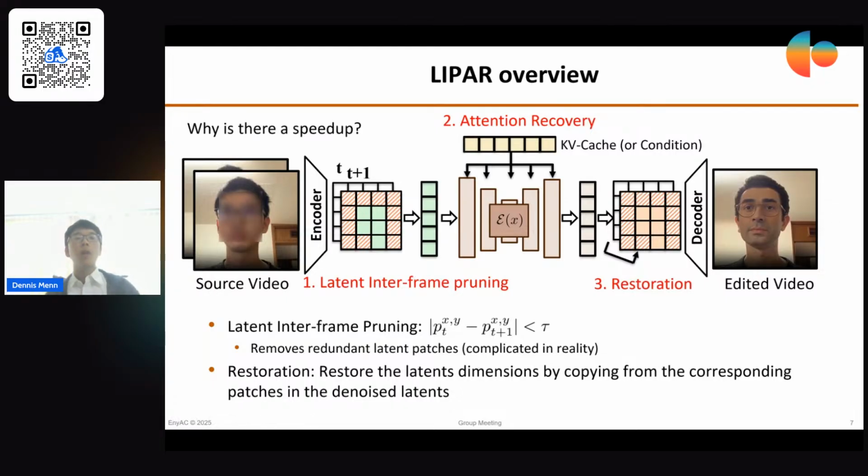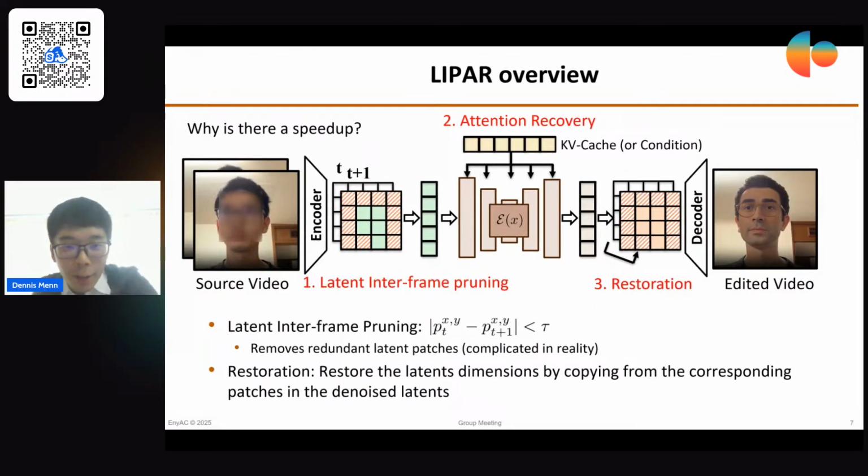Okay, so a question to ask here is, why is there a speedup? The speedup mainly lies in the fact that you shrink the input dimension of latents. This translates to fewer tokens. Fewer tokens translate into less compute for the diffusion transformer, and the diffusion transformer is the main computing bottleneck for the entire pipeline.